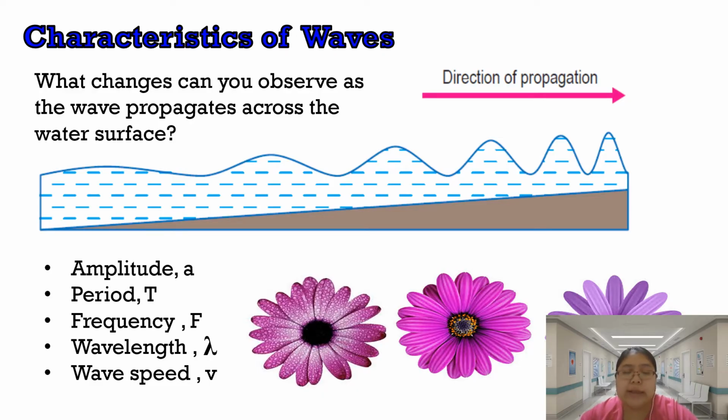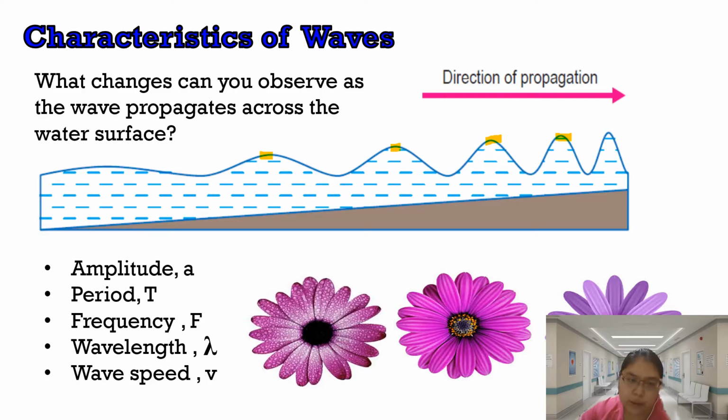First, you can see the shape. The shape of the water wave becomes higher and higher. Another thing you can find is that the crest and another crest become closer. This one crest, this one crest, this one also crest, this one also crest. You find they become closer.